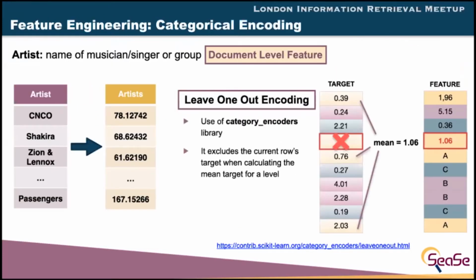Then we have the artist feature, another document-level feature. Being a categorical variable with many levels, it could be encoded using the leave-one-out technique. This technique is very similar to target encoding, that is the process of replacing a categorical variable with the mean of the target variable values related to that category, to that level. But in this case, the technique excludes the current row's target value from the mean calculation.